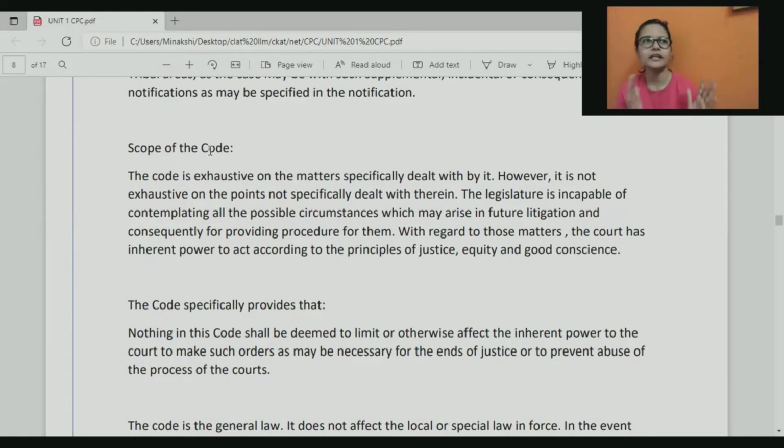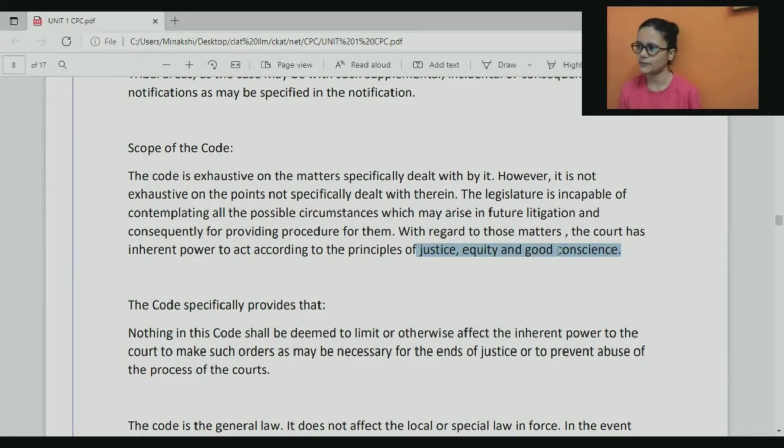So if there are certain situations, certain areas that CPC has left out, how will the court decide? Because the court still needs to decide on such matters. So the court will decide based on the principles of justice, equity, and good conscience, because law is not properly set there. So it's very clearly mentioned in the Code of Civil Procedure itself.